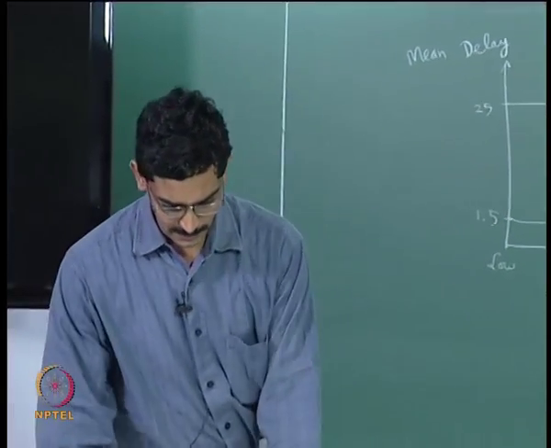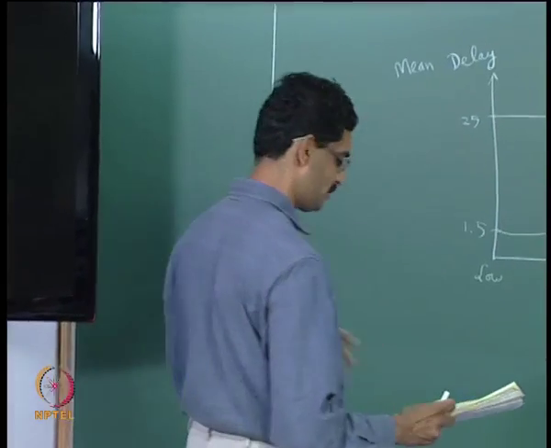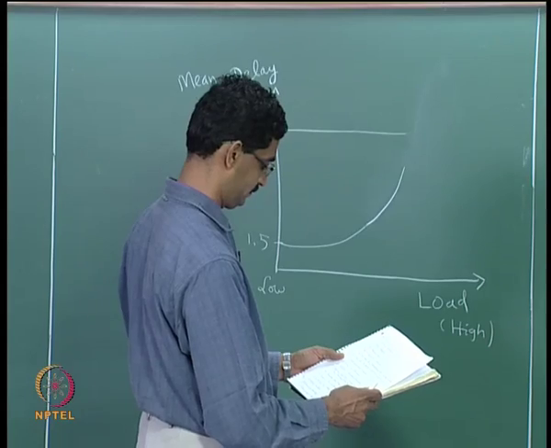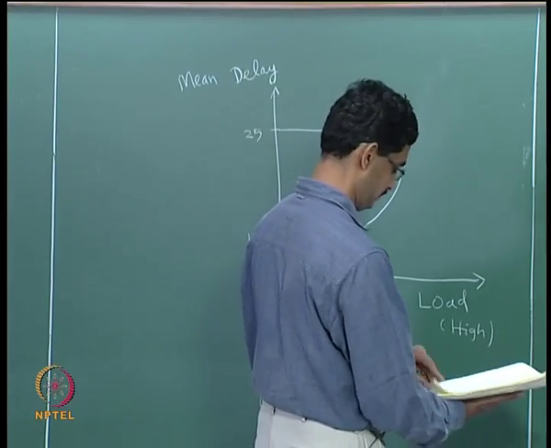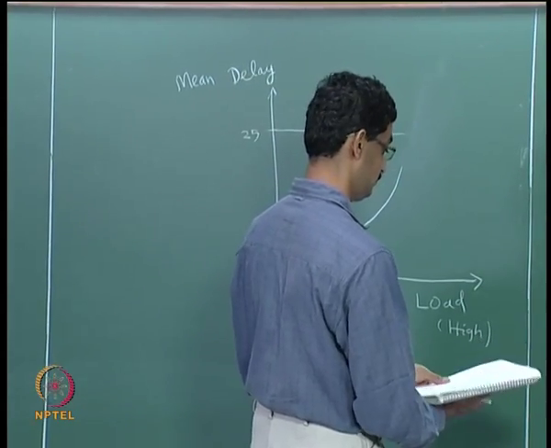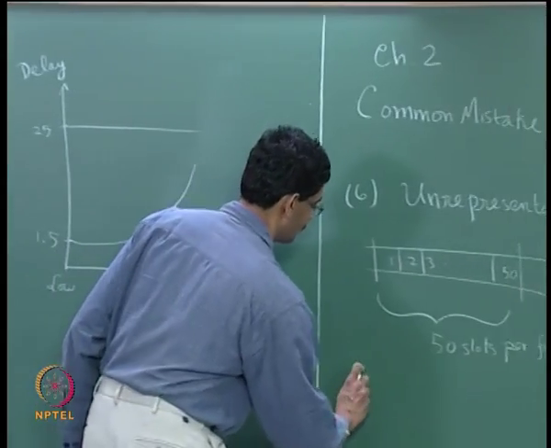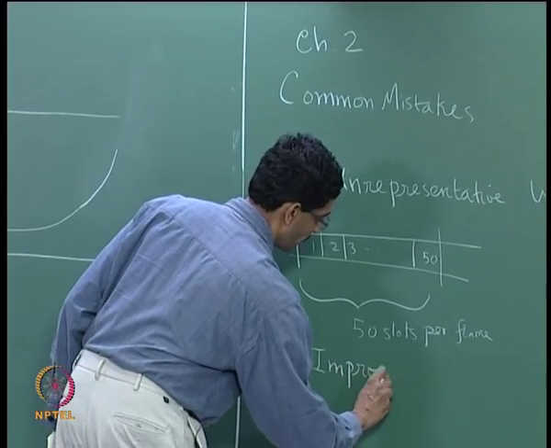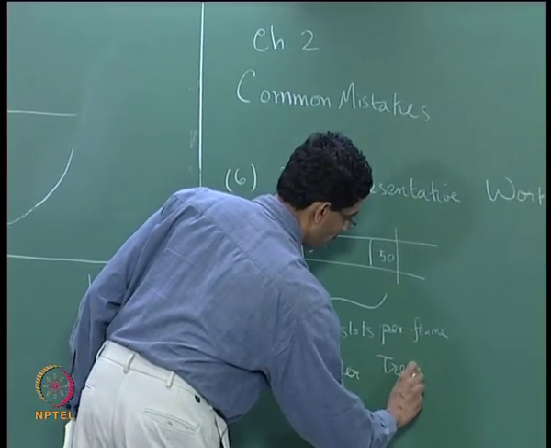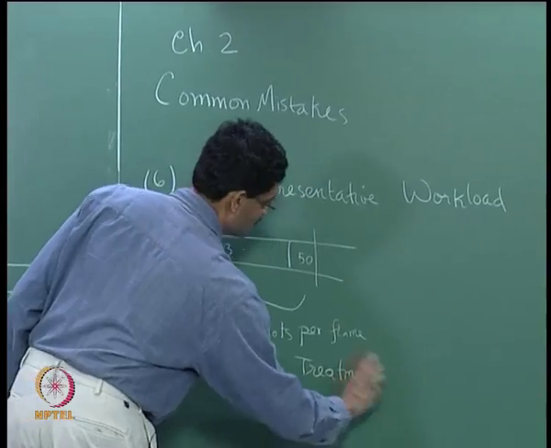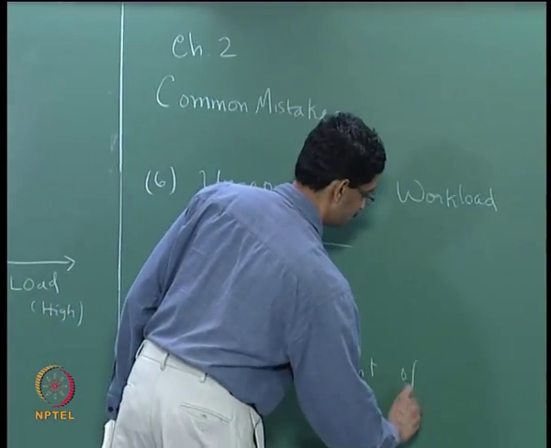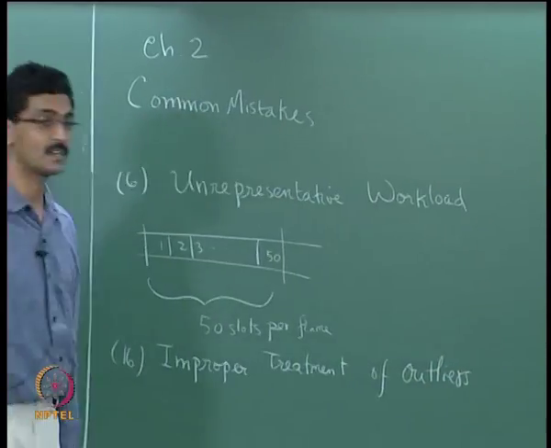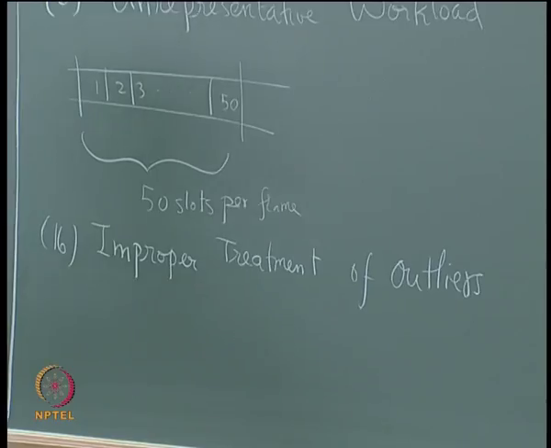Then the second is, let's see, overlooking important parameters, all those things we can look at later. Then we will look at 16. This is with respect to outliers in the data, improper treatment of outliers.